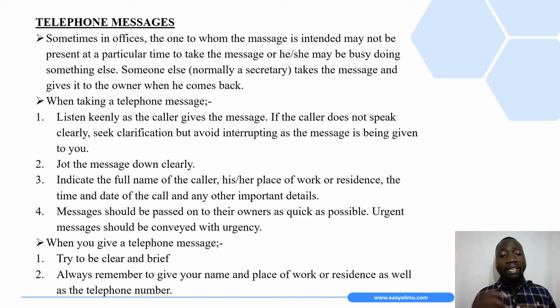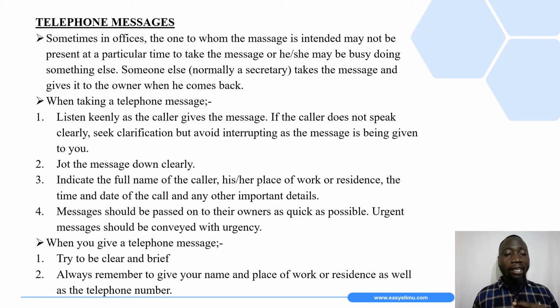Next, messages should be passed on to their owners as quickly as possible. Remember that urgent messages should be conveyed with urgency. When we talk about urgent messages, we can talk about information to do with health, for example, when someone is sick somewhere and the attention of the intended person is needed. Such messages are conveyed with urgency.